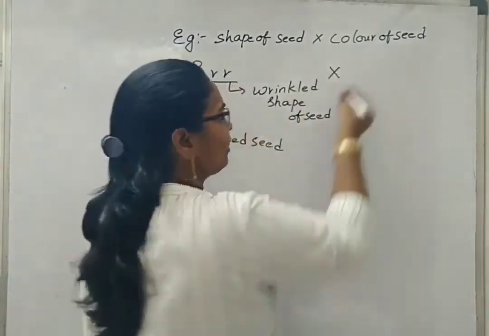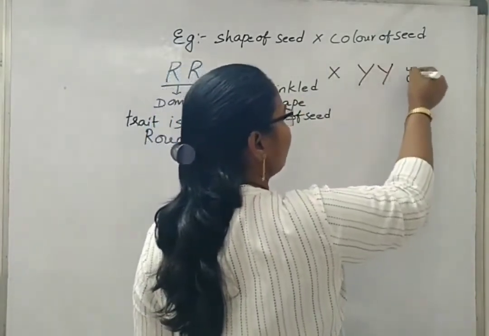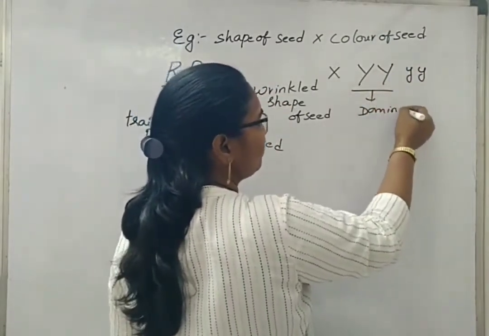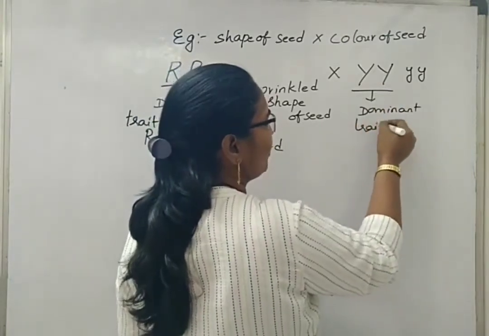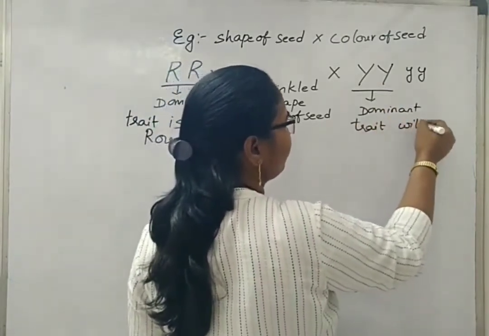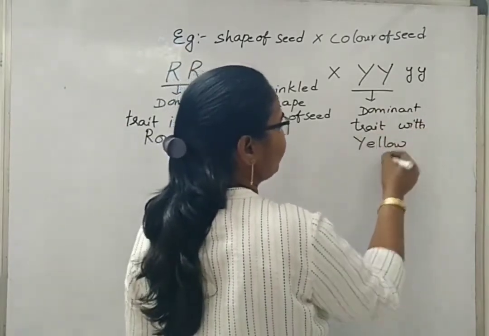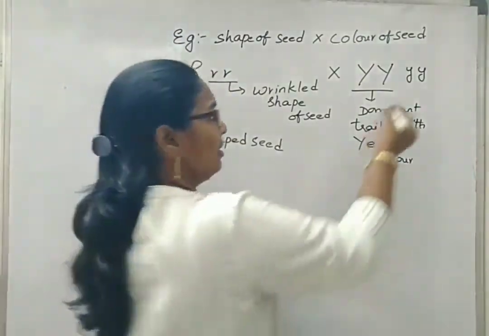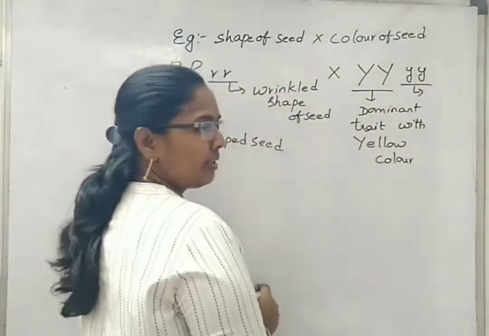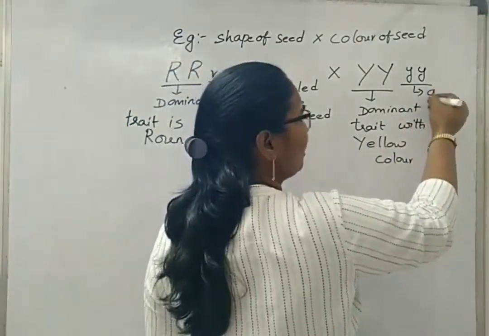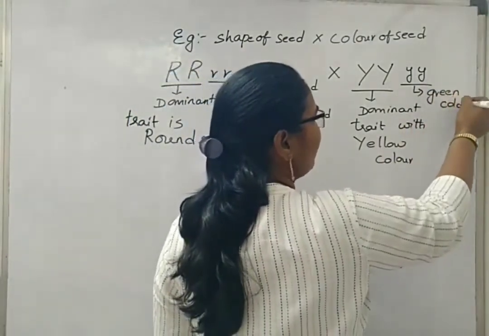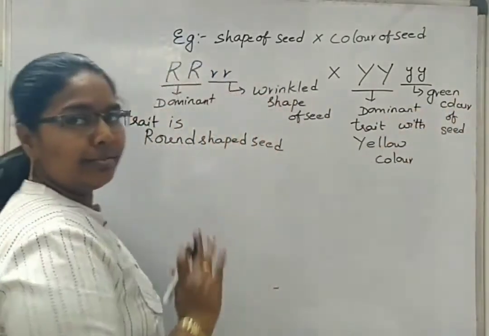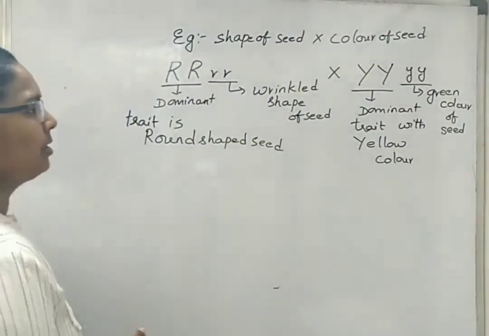Now, color of the seed. This pair of alleles is responsible for the dominant feature or trait, yellow color of the seed. Yellow color is considered as the dominant color for the seed. Now this small y representation of the allele pair is responsible for green color of the seed. We are taking two different characteristic features for our explanation.